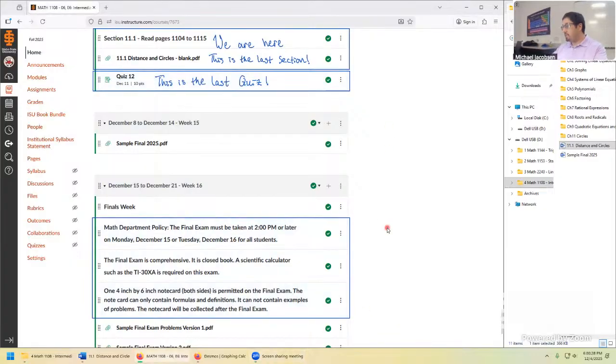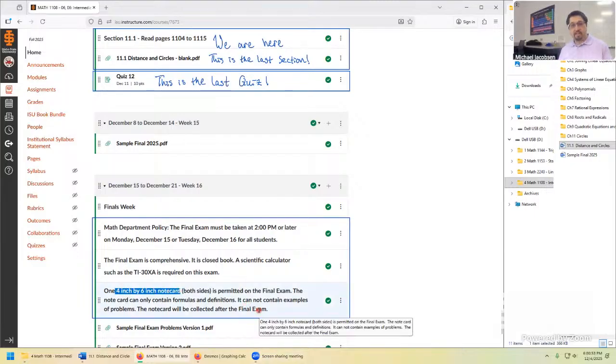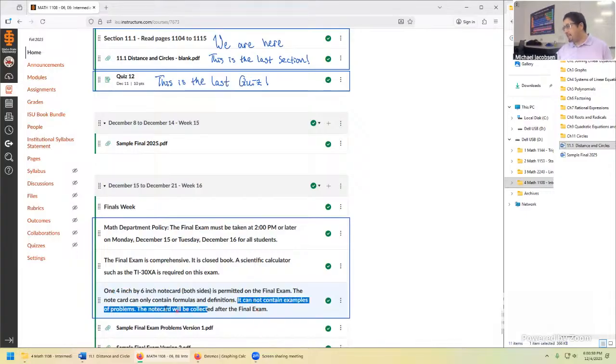And just a reminder about the final exam. There was an email that came out just a few hours ago from the math department about the note card that's permitted on the final exam. I wish I got this information a little bit sooner, but they just released that this final exam is open notes in the sense that you're allowed to bring one 4-inch by 6-inch note card, both sides. It's allowed to have things like formulas, definitions, and that kind of stuff. The math department notified me that it can't contain the examples and solutions of problems. So it'll be things like the quadratic formula, vertex formula, and that kind of stuff.